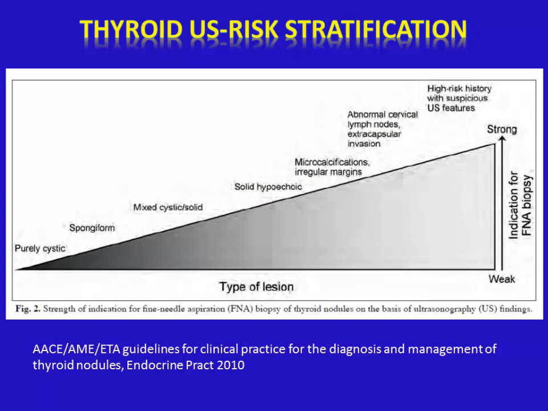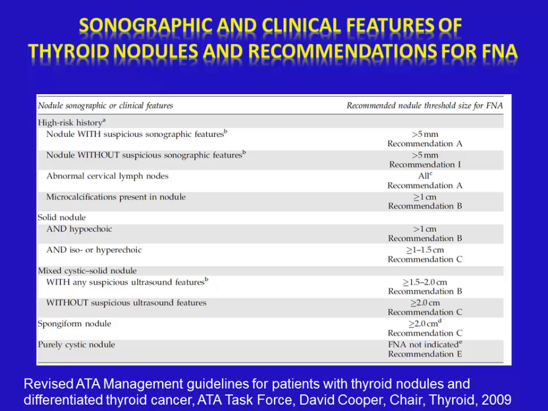And this graph shows us the stratification of the urgency for doing the fine needle aspiration biopsy. You can see that as we move to the left side of the graph, you will find that the biopsy will be strongly indicated. If we start from here, purely cystic and spongiform nodules carry a very low chance of being malignant, while high-risk patients with suspicious ultrasound features, these are strong features for going for fine needle aspiration biopsy.